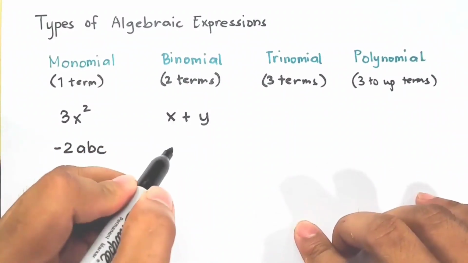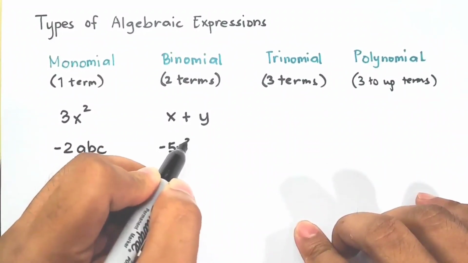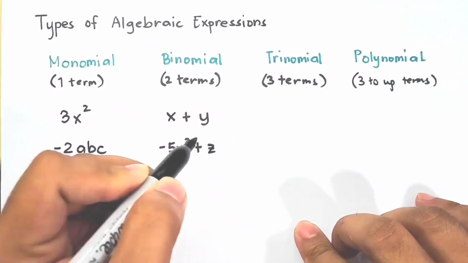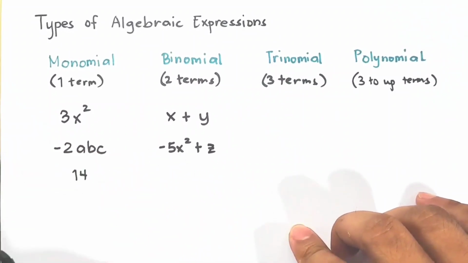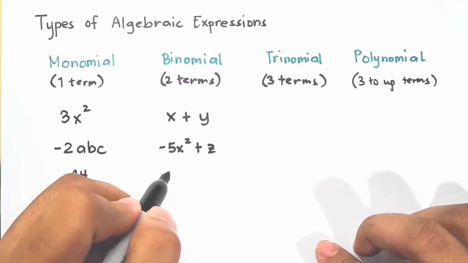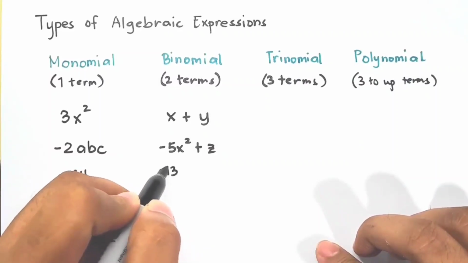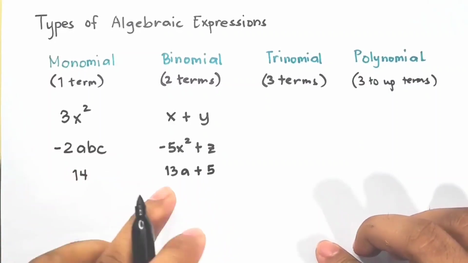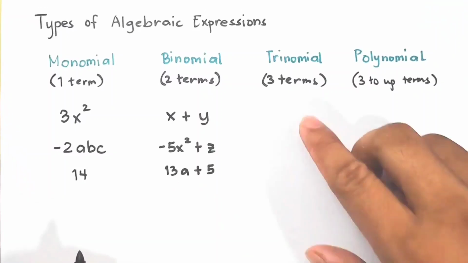So let me give you another example. We have negative 5x squared plus z. This one is also an example of binomial. So let me add another example for this. Let's try having 13a plus 5. 1, 2. We have two terms. So let's move on for the trinomial.